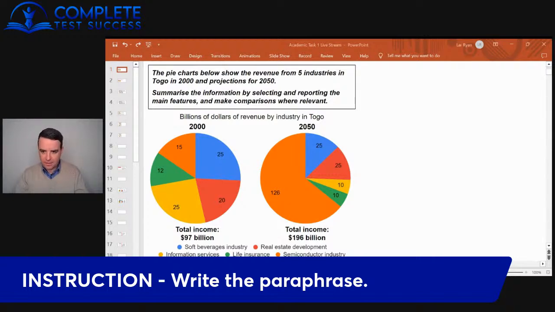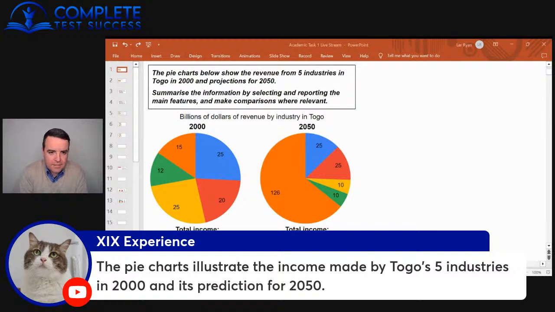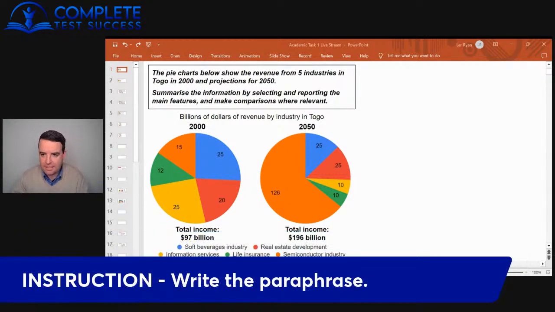Okay, so we have some responses. XIX: the pie charts illustrate the income made by Togo's 5 industries in 2000 and its predictions for 2050. Okay, some small grammar mistakes, but in its essence, you've done what you need to do. So that's on YouTube. Let me just grab that and I'll add that to the document here.